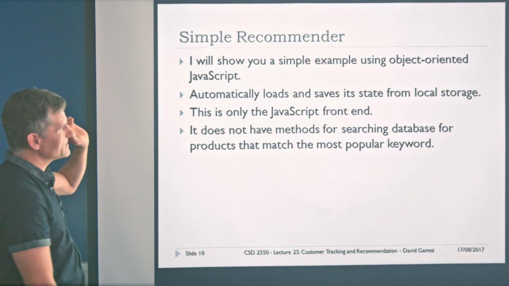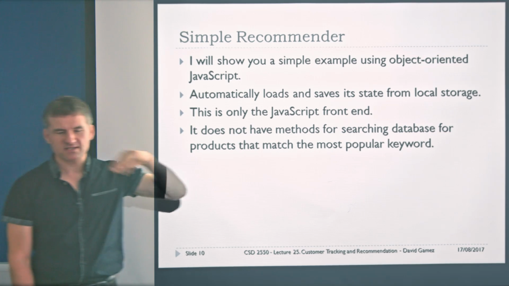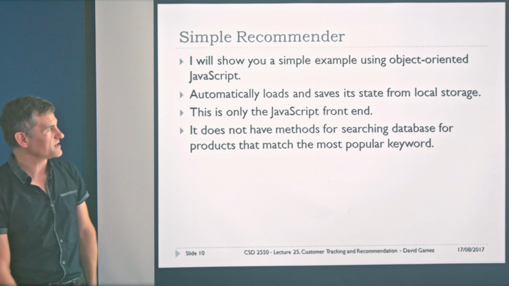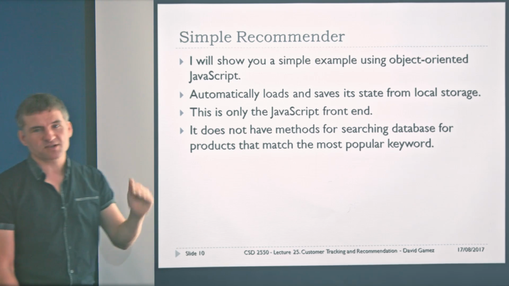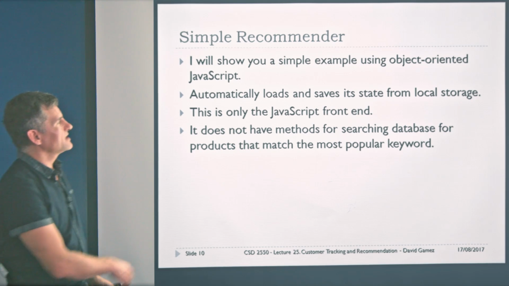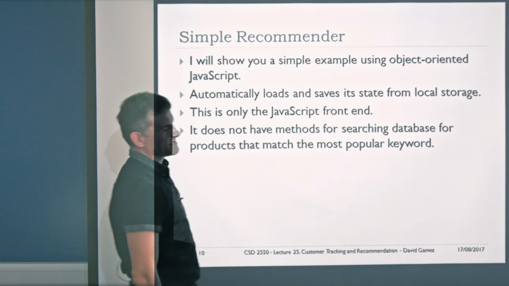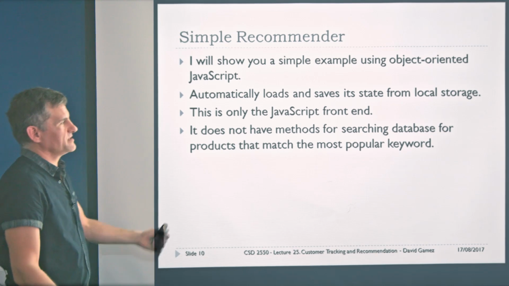That's a simple example. Again, I'm going to use object-oriented JavaScript. This time no Ajax, just simple object-oriented JavaScript. If you haven't seen the lecture on object-oriented JavaScript, look at the advanced JavaScript lecture earlier in this course. We're going to use local storage for this, just because it's easier to do a demo.